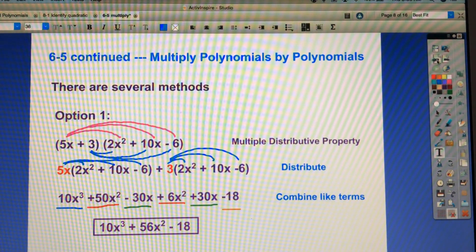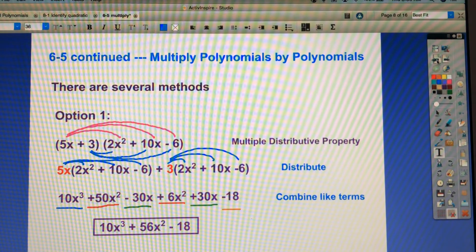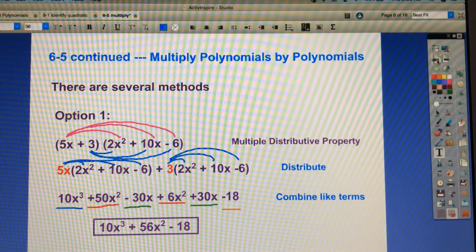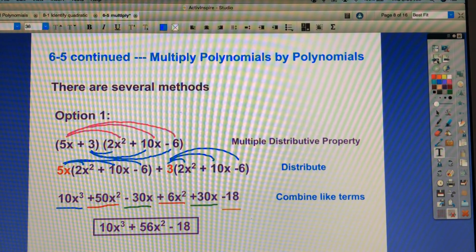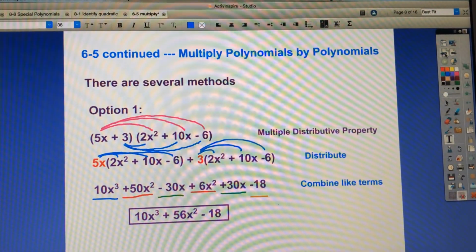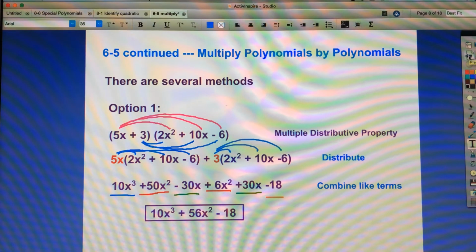Okay, let's continue 6-5, multiplying polynomials. In this case, we've already done times a monomial, times a binomial. Now what happens if you have a polynomial times a polynomial? And all of a sudden we become a little more complicated. It's not that bad. It's just that you need to take your time and really concentrate on what you're doing.